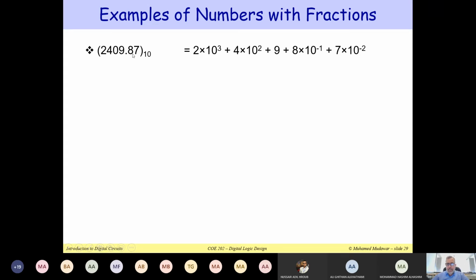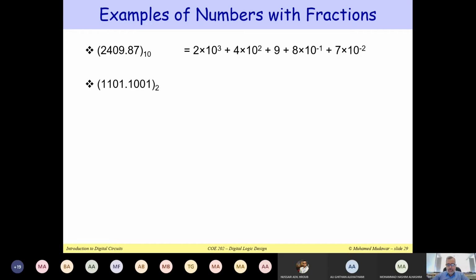Now this 8 is divided by 10. This is actually in the fraction. So I'm multiplying it by 10 to the power negative 1, and this 7 is divided by 100. So this is why I'm multiplying it by 10 to the power negative 2. Okay? So here's an example of a number which is in decimal. I can do exactly the same way in other radices and other number systems.